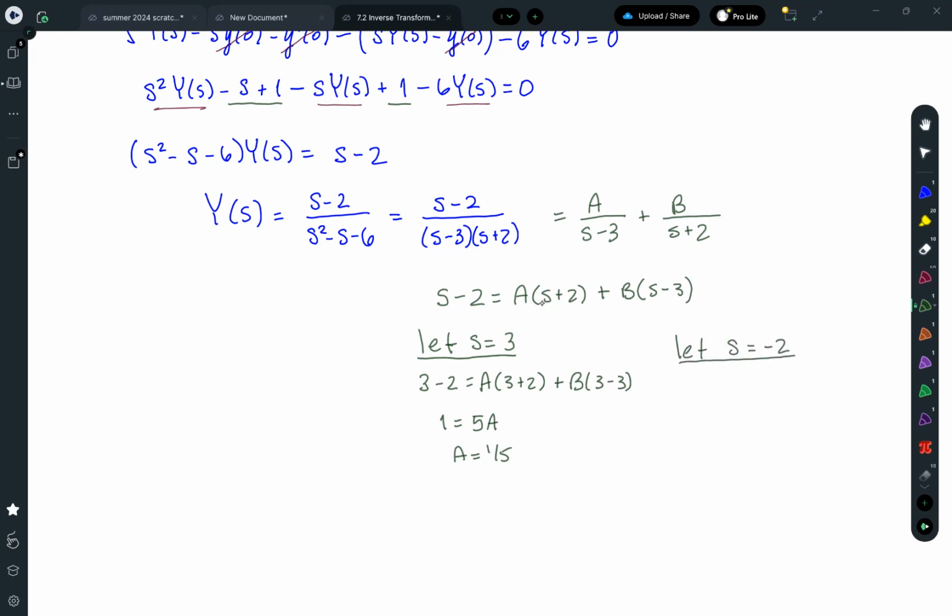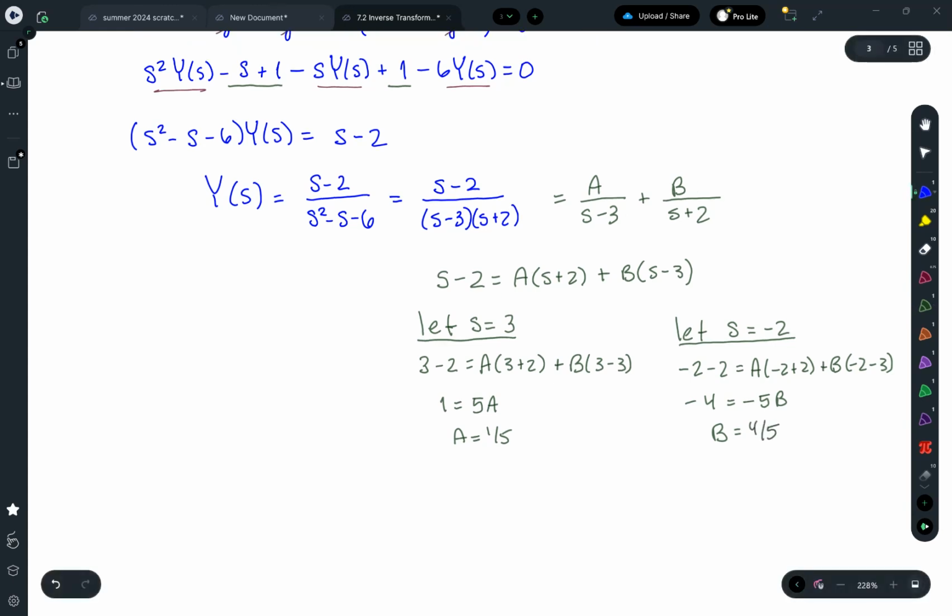Then I'm going to let S equal minus 2, because if S is minus 2, then the A term will go away. So when I plug in minus 2, I get minus 2 is A times minus 2 plus 2 plus B times minus 2 minus 3. So on the left, I get minus 4. On the right, I get minus 5B. So B is 4 over 5.